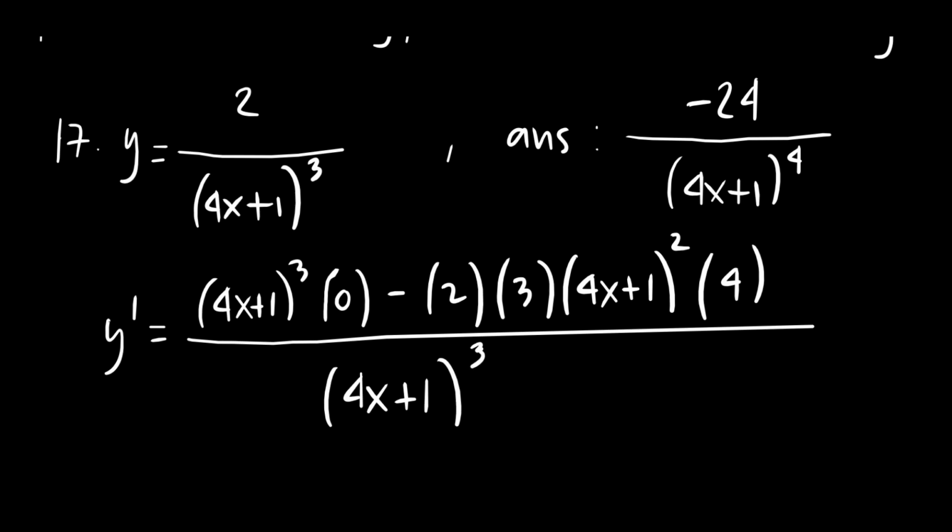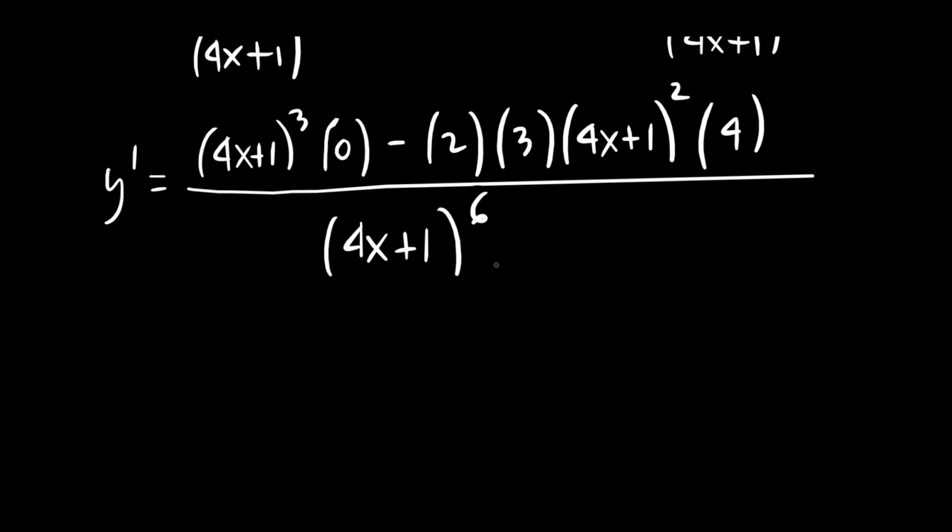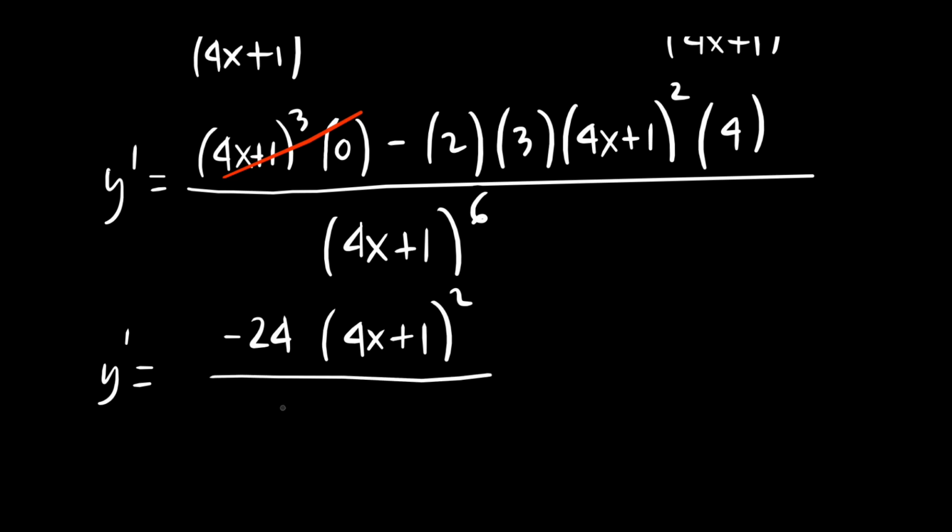So 3 squared. So 3 multiplied by 2 is just equal to 6. So we'll cancel the 0. So the remaining will be y prime is equal to negative 2 multiplied by 3 multiplied by 4, which is just equal to negative 24. So negative 24, just copy (4x + 1) squared all over (4x + 1) raised to the power of 6.